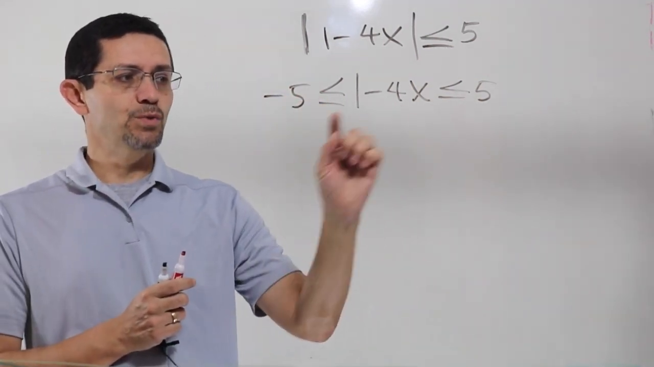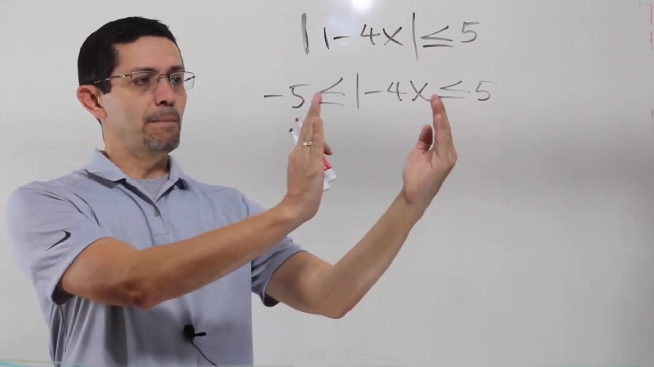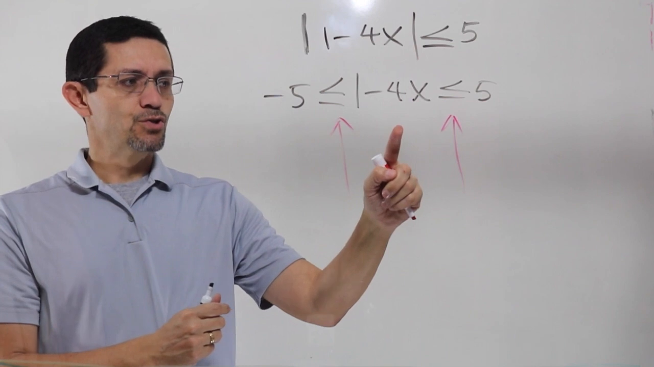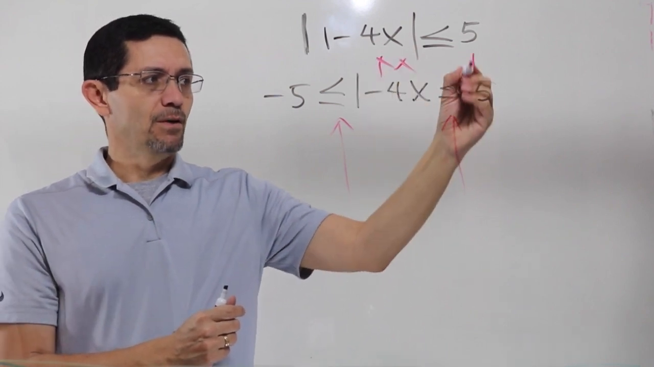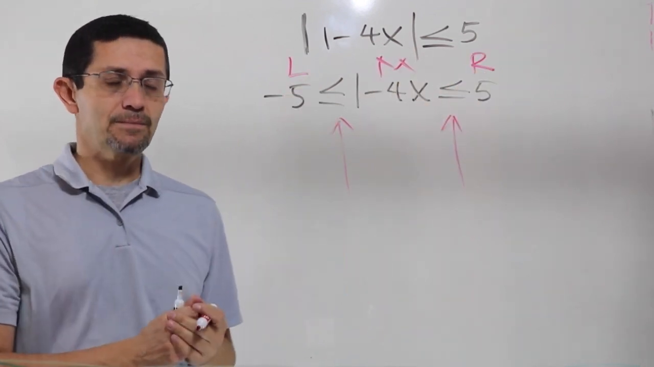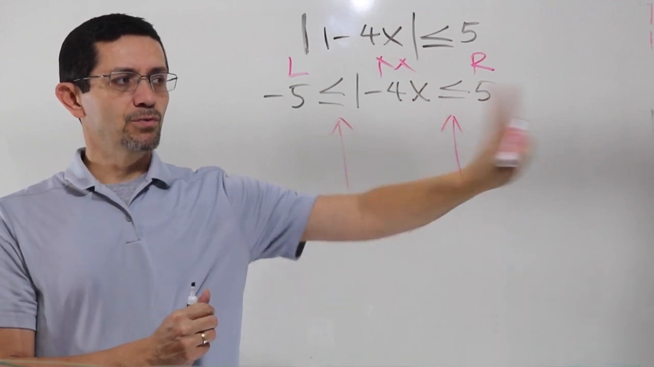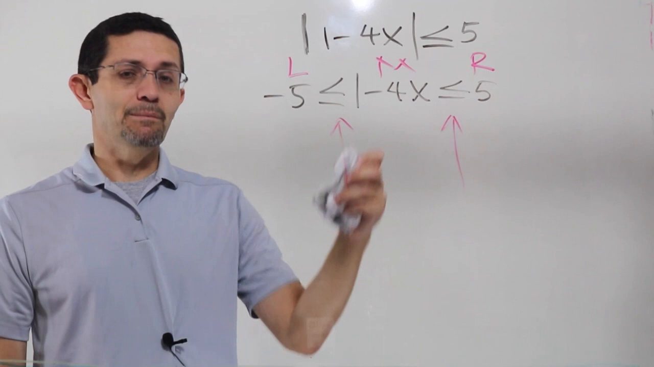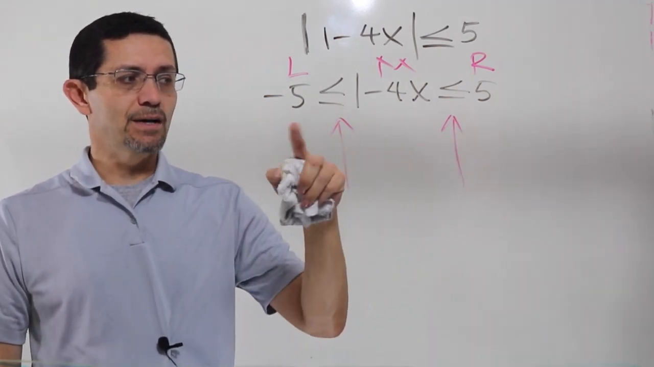Because my x is in between the two symbols, whatever I do in the middle... So here we go. I got two inequality symbols, so I have a middle section, a right section, and a left section. Whatever I do in the middle, I do in the right and in the left. Be careful. Normally we make mistakes because we don't do it on every single side.